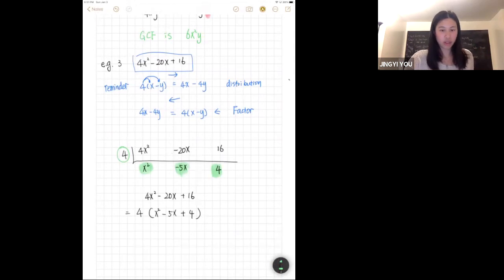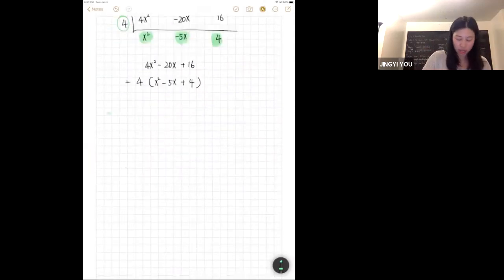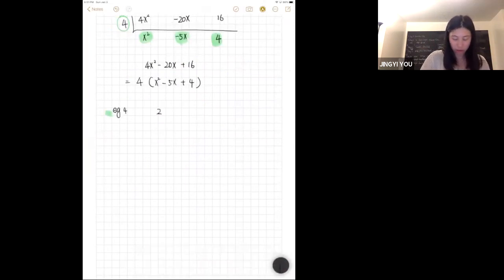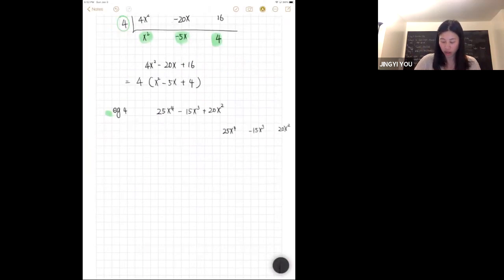Okay. So let me give you some other examples. Oops, sorry. Example 4. If I have 25x to the 4th minus 15x cubed plus 20x squared, now I want you to factor this part. Like I said, the first step is to find the greatest common factor of these 3 terms by writing down 25x to the 4th, negative 15x cubed, and 20x squared.